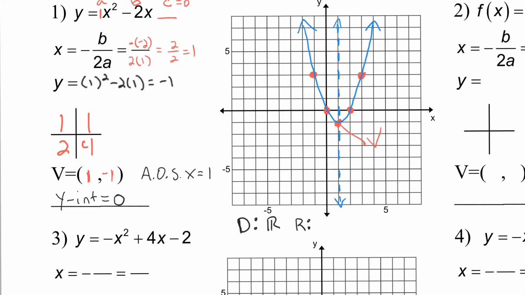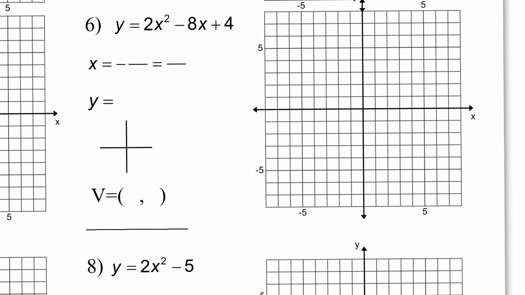So my range will be y is greater than or equal to -1. We use this inequality because the parabola is going up: greater than or equal to. If the parabola is going down, you use less than or equal to. And -1 comes from the y coordinate of the vertex. That is your range.